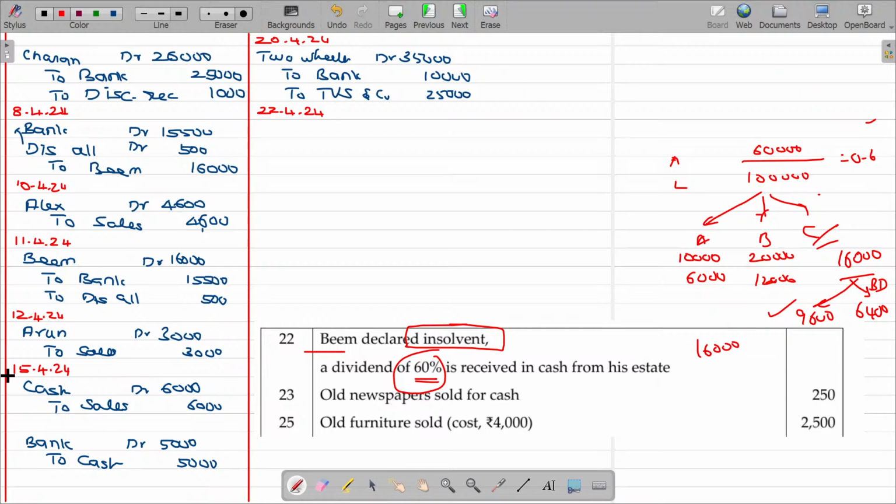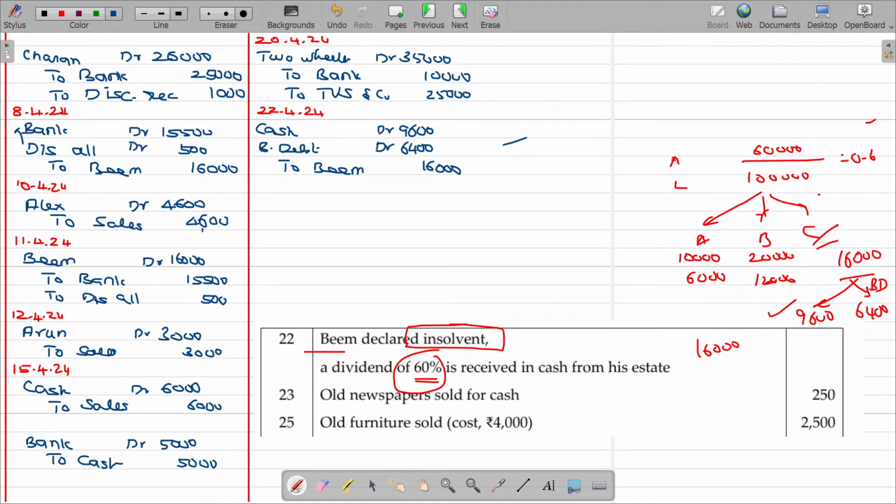Okay. Let's see the journal entry here. Cash received. You can show this being either cash or bank. Okay, I may show this being cash. So cash account debit to Beam account. Amount recoverable from Beam being 16,000. Nothing is recoverable hereafter. I got only 9,600. To the extent I didn't receive is named as bad debt, debited here. Bad debt. Clear? Cash account debit, bad debt account debit, to Beam.